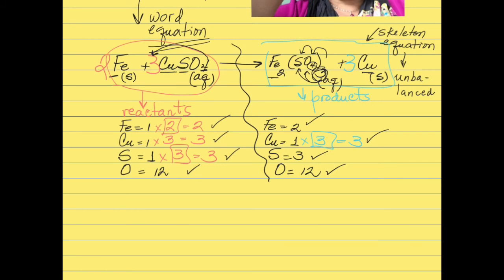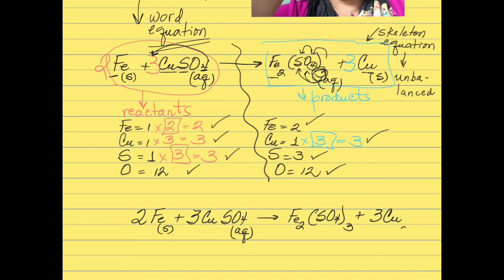So I'm going to rewrite my balanced equation one more time, and I'm going to start reading my balanced chemical equation. When 2 moles of iron, solid, react with 3 moles of copper(II) sulfate in a solution, 1 mole of iron(III) sulfate is going to be produced, plus 3 moles of copper, they are going to be produced too.